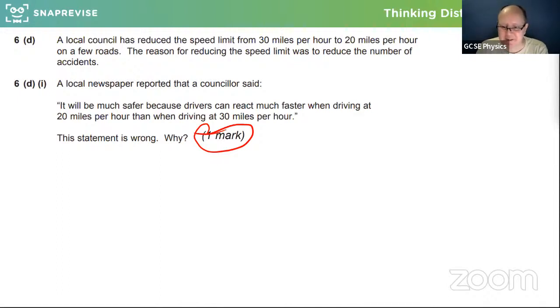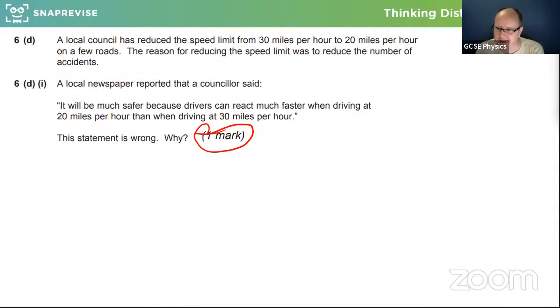So we're only changing the speed of the car. We're not doing anything about the people who are driving the cars. So to state that the drivers react much faster when they're going slower is completely incorrect. The reaction time of the individual drivers is not going to be any different. What will change is the distance the cars travel during the reaction time. So the thinking distance will be shortened, which means that at 20 miles per hour, if someone runs out in front of you, if you're passing a school perhaps, you're much more likely to be able to stop before an accident occurs because you're not going as fast.